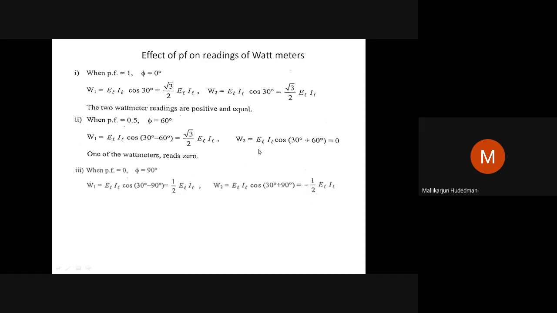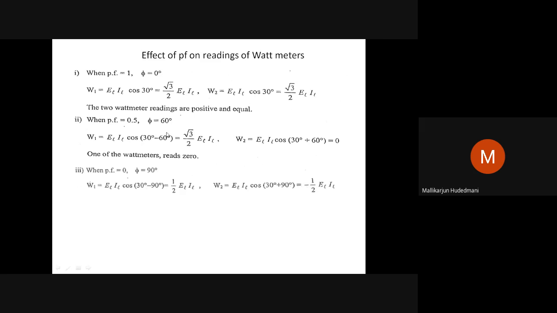So this is how you can see the effect of power factor on the readings. When power factor angle is 0, both read equal and positive. When the power factor is 0 and angle is 90 degrees, both read equal and opposite. These two are the boundary conditions. When power factor equals 0.5, one reads 0, one reads root 3 by 2 ELIL.